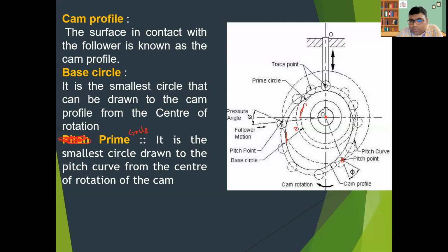Okay, so this one is called the pitch curve. You can see this next curve is called a pitch curve, which is passing through the pitch point. So it is called a prime circle. Hope you understood. Let's erase these things. Okay, so you just correct this: this is called the prime circle, not a pitch point. There is a little mistake. So let's see the next slide.